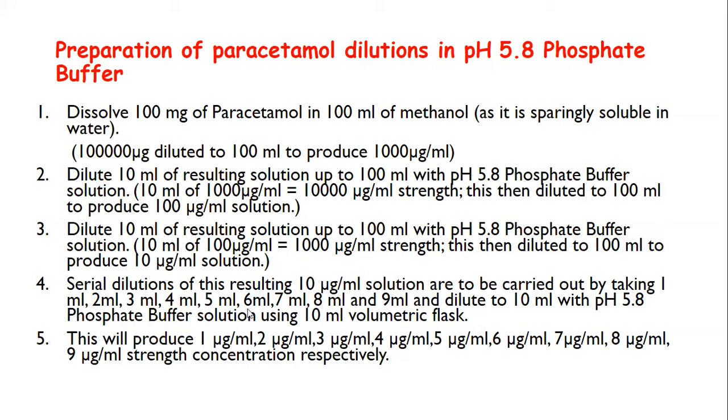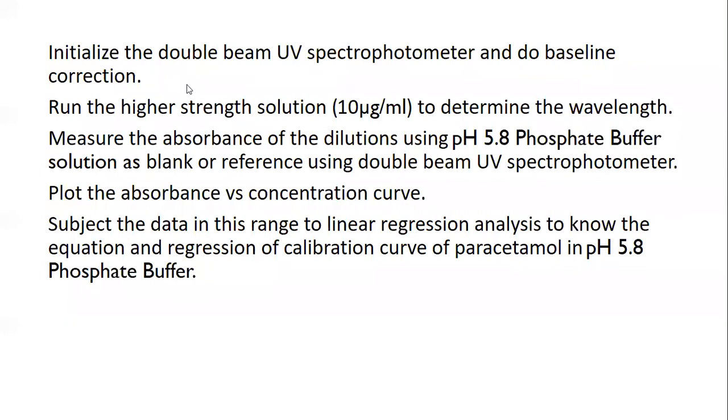So remember, the dilutions are made with pH 5.8 phosphate buffer solution. Now watch the video of how we prepare the dilutions and how we measure the absorbance using a UV spectrophotometer. Initialize the double beam UV spectrophotometer and do baseline correction. Run the higher strength solution, that is 10 microgram per ml, to determine the wavelength.